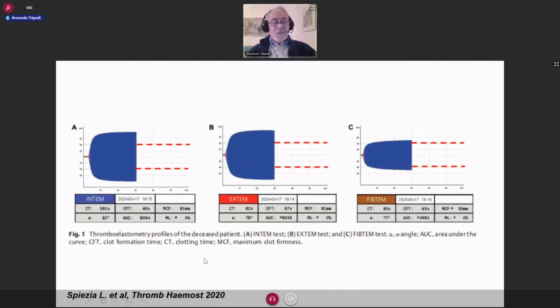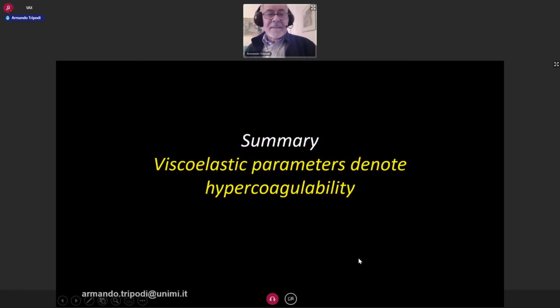Another group of researchers in Italy published more recently their paper in which they investigated the thrombelastometry profile using another commercially available device. We used the TEG, they used the ROTEM, and as you can see here, the pattern of results was similar. Patients were hypercoagulable, as you can see here, regardless of whether the viscoelastometry was performed as INTEM, EXTEM, or FIBTEM. So, in summary, it seems that the viscoelastic parameters denote hypercoagulability in patients with COVID-19.